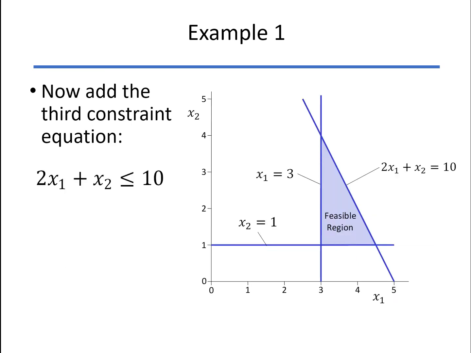And now that third constraint equation ends up being this diagonal line. And so now everything to the left of that would meet this third equation. And so the region that's shown in blue, those are the values of x1 and x2 that meet all 3 of those constraints. So there's my feasible region of solutions.